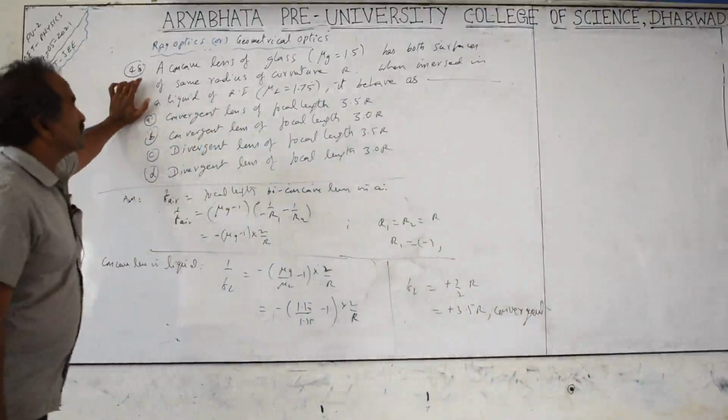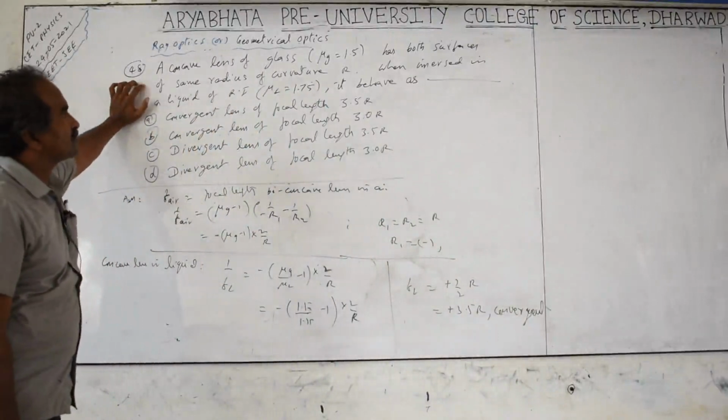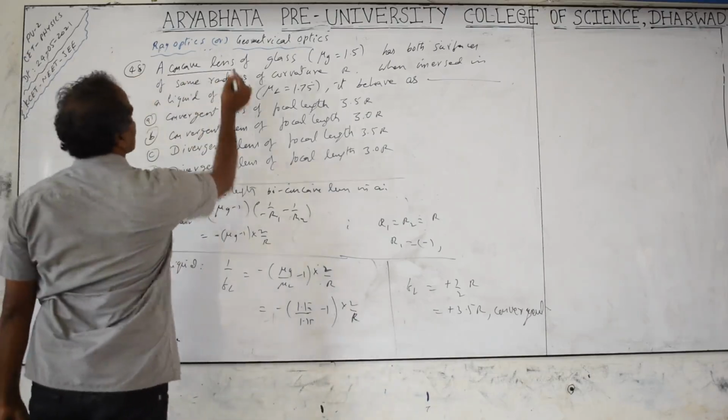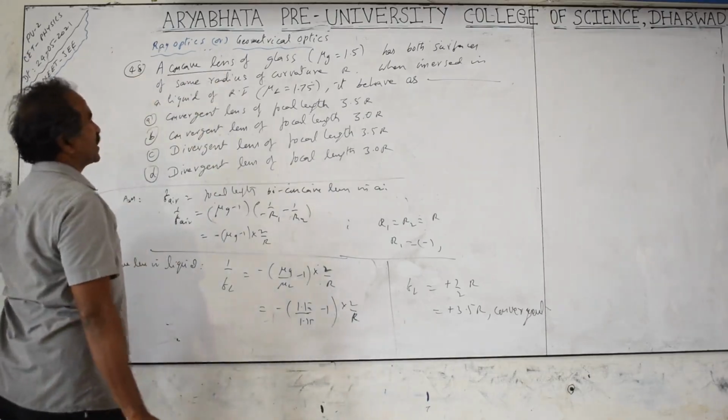Hello students. Next problem, 48th one. A concave lens of glass has both surfaces of the same radius of curvature. It is a concave lens. Careful with the lens. What kind of lens is it? It is a diverging lens with the same radius of curvature R.